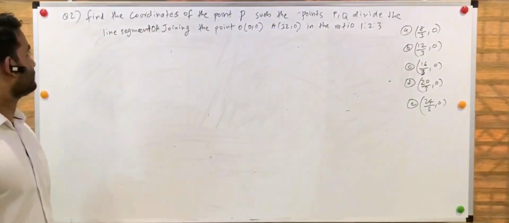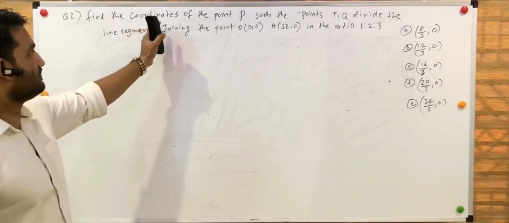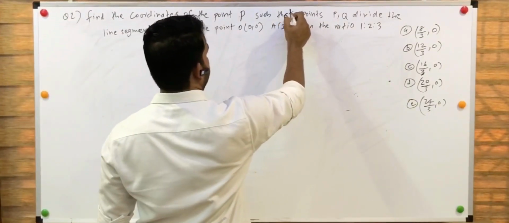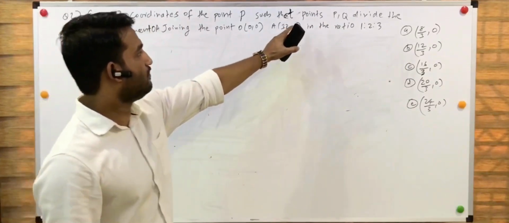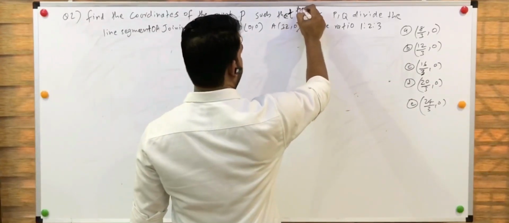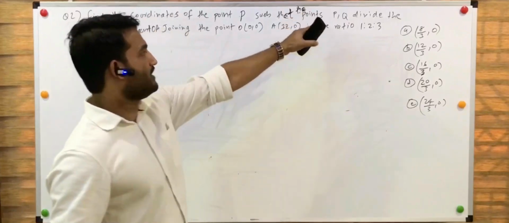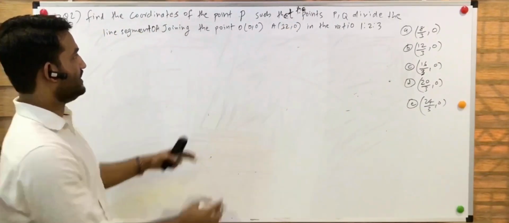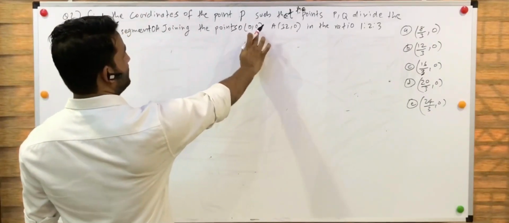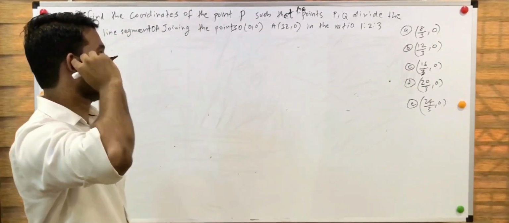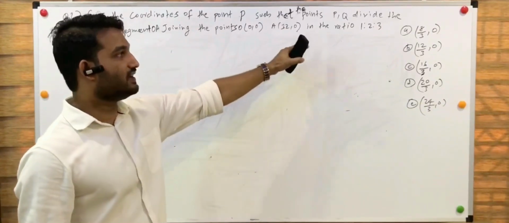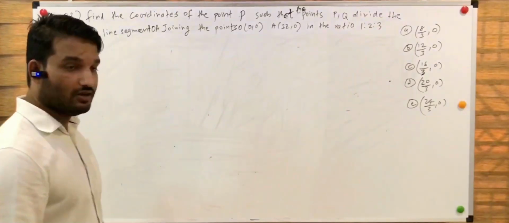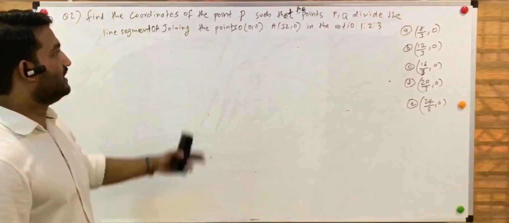This is the question. Find the coordinates of the point P such that the points P, Q divide the line segment OA joining the points O equal to 0, 0 and A equal to 3, 2, 0 in the ratio 1:2:3. Now, as I told you, make one rough sketch.